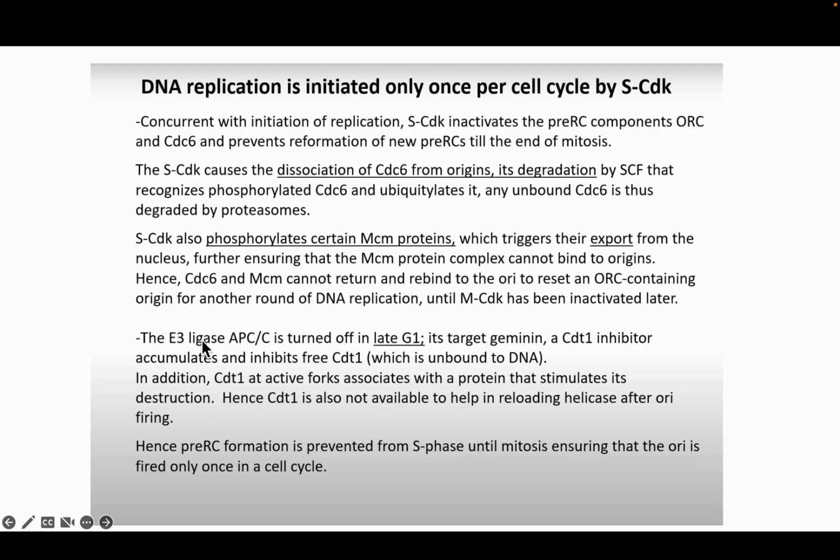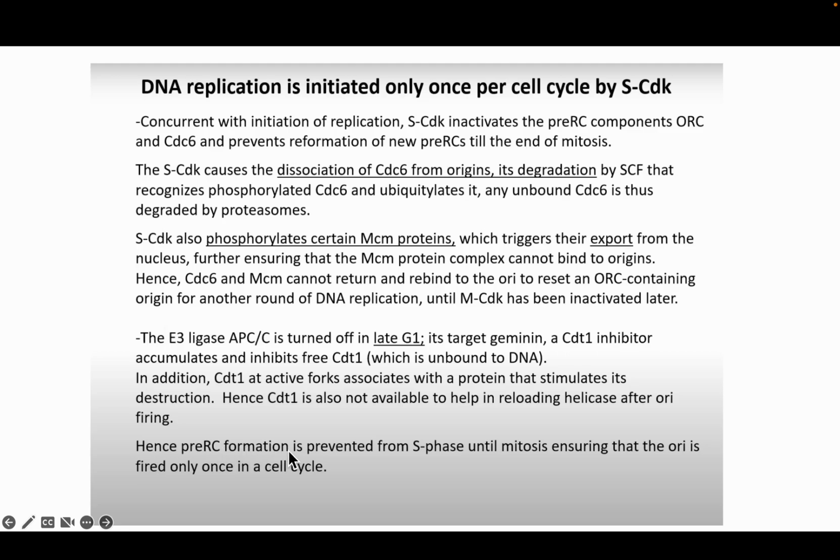Another is that the E3 ligase APC/C is turned off in late G1. Its target geminin, a CDT1 inhibitor, accumulates and inhibits free CDT1. In addition, CDT1 at active forks associates with a protein that stimulates its destruction. So this is how the proteins required for pre-replicative complex formation get degraded.